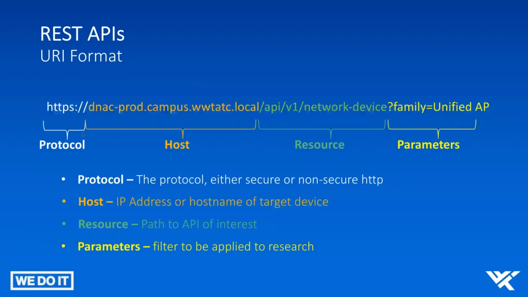I included this URI format, and there are two reasons for me to include it. Number one, I think it's interesting to understand, if you are going to start working with the APIs, what the structure is. You can see the protocol, HTTP or HTTPS in this case, followed by the host, which is your target system, followed by the resource, the path of the API of interest, and then the parameters following the question mark there. So that's the structure of what the URI format of a REST API call will look like.